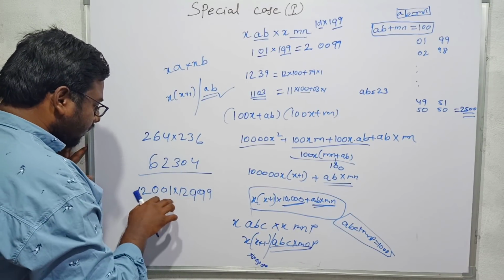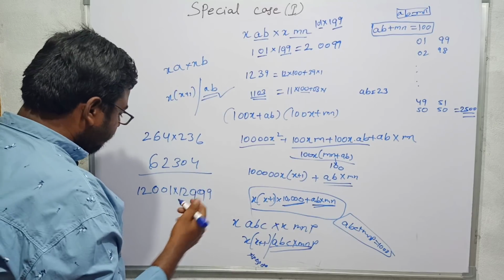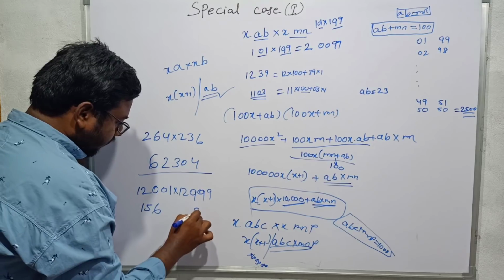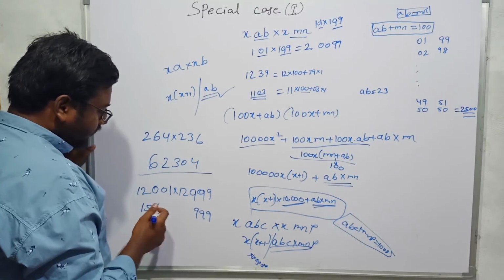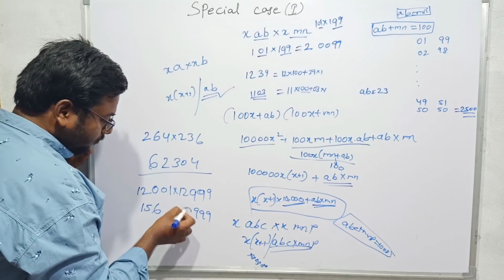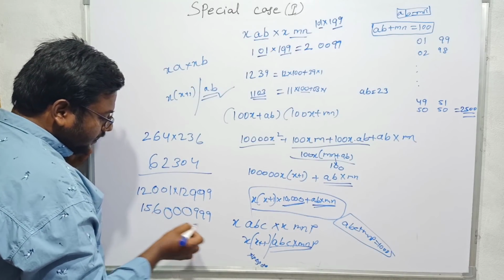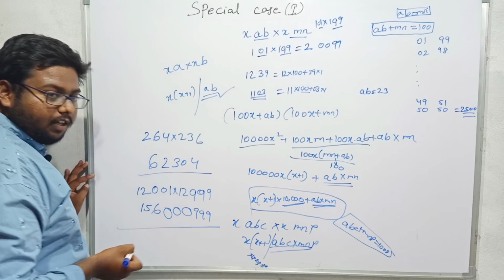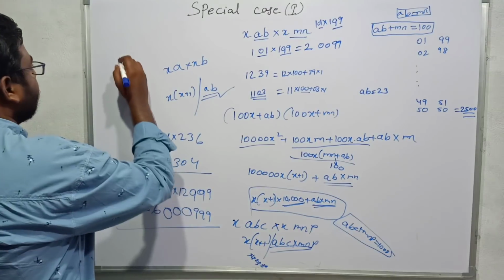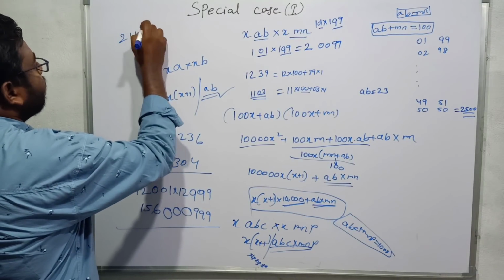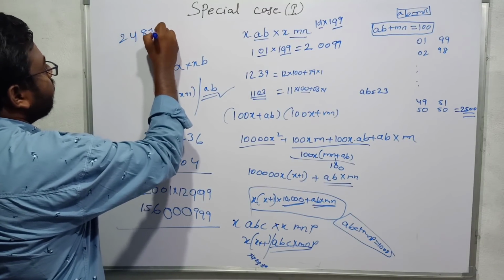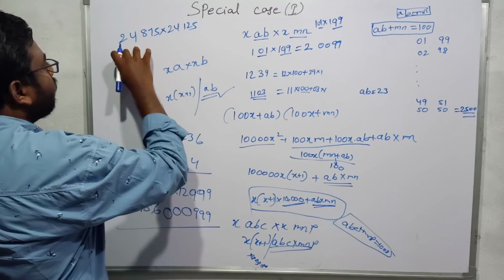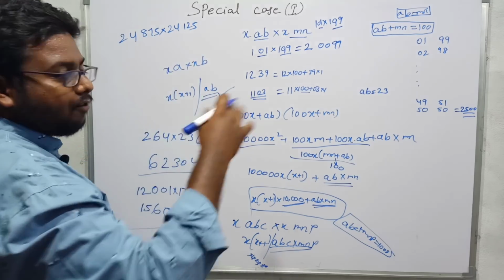12999, then 1 and 999 is forming 1000, so I can apply this. 12 into 13 is 156, and here for 999 I should get 6 zeros, so a 6 digit number, so I will put 3 zeros here, and this will be our result. And you can see another case also. For example, 24875 into 24125, 24875 plus 125 is forming 1000.